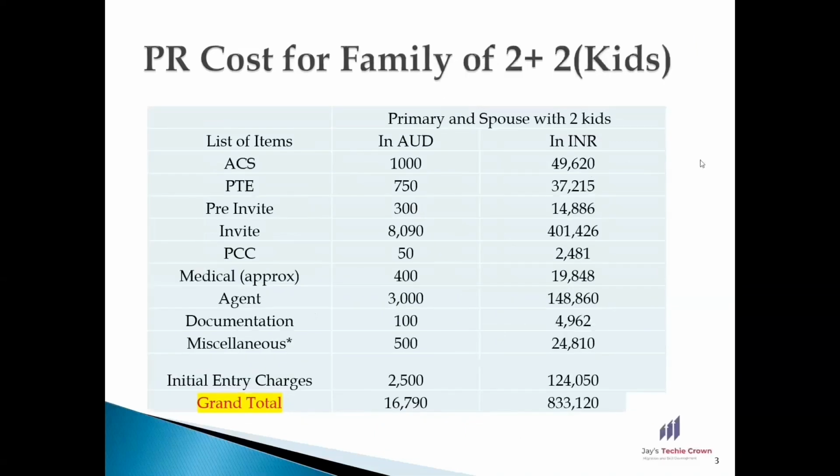And here is the cost for a family of 4 with 2 kids. So the cost may come around to 16,790 AUD, and in case of Indian rupees it will be around 833k. So make sure you financially plan before you start the PR process.